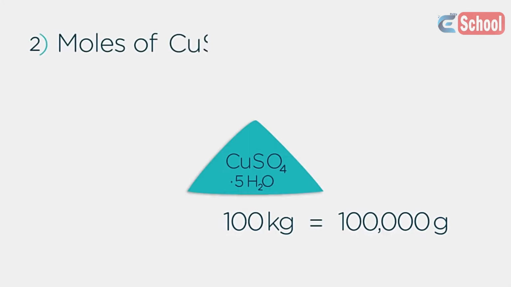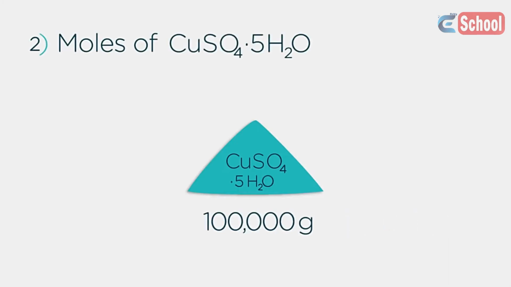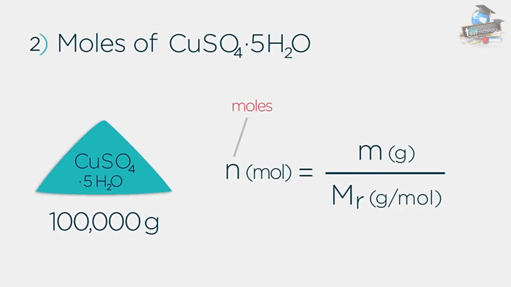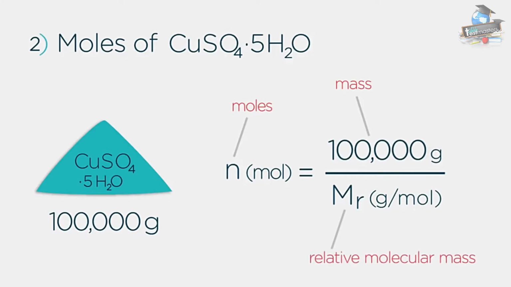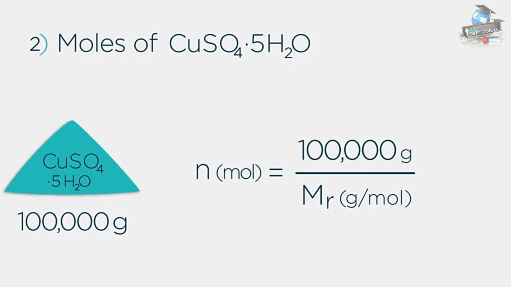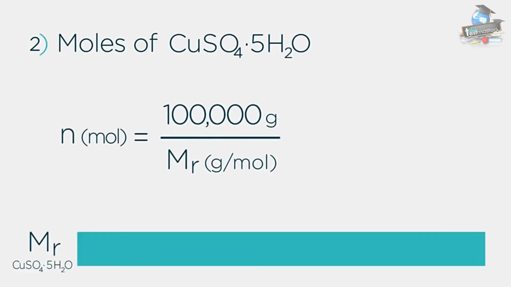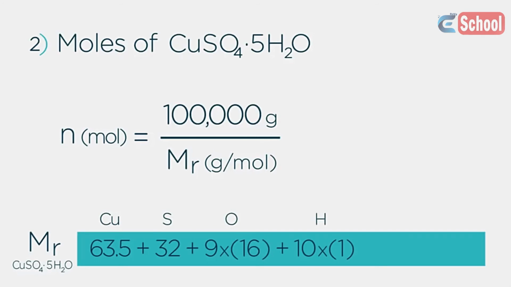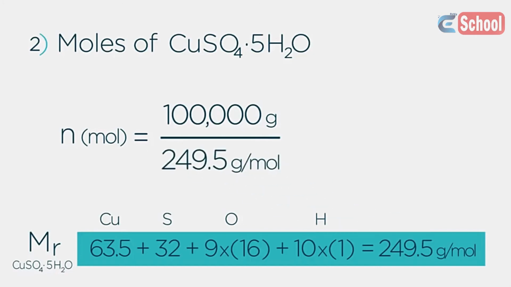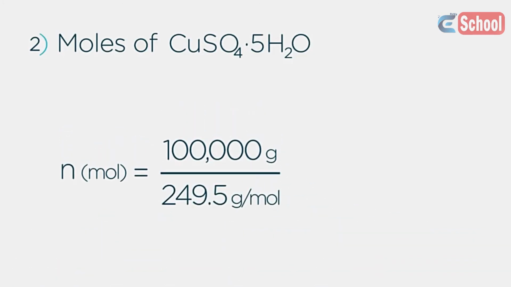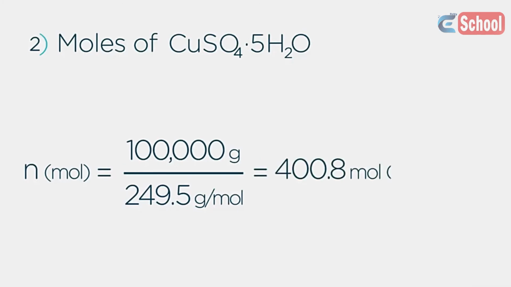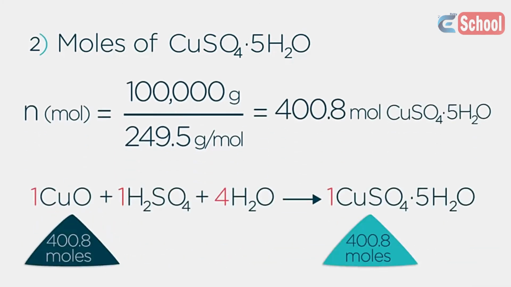We need to know how many moles of the product this represents, and here's where the equation comes in. The number of moles needed equals the desired mass, 100,000 grams, divided by the relative molecular mass of the product we want, copper sulfate. Using your periodic table, you can work out that this is 63.5 for the copper atom, plus 32 for the sulfur, 9 times 16 for the oxygens, and 10 times 1 for the hydrogens, altogether making 249.5 grams per mole. 100,000 divided by 249.5 equals 400.8 moles.